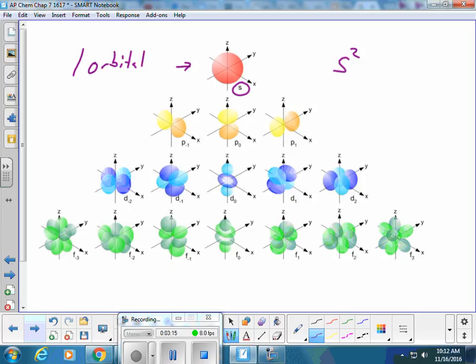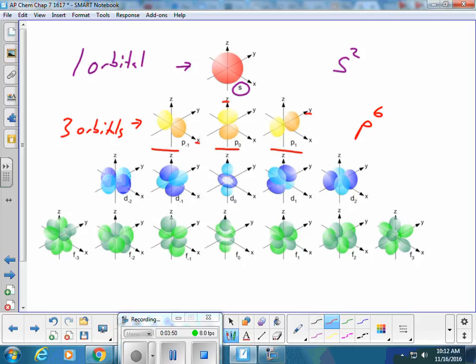The ones we have next in yellow, we have 3 orbitals, and if you look there, you can see one's orientated along the x-axis, one's orientated along the z-axis, and one's orientated along the y-axis. The p can have a maximum of 6 electrons. Each orbital can hold 2 electrons, so 3 orbitals, each one holding 2, can make a maximum of 6.